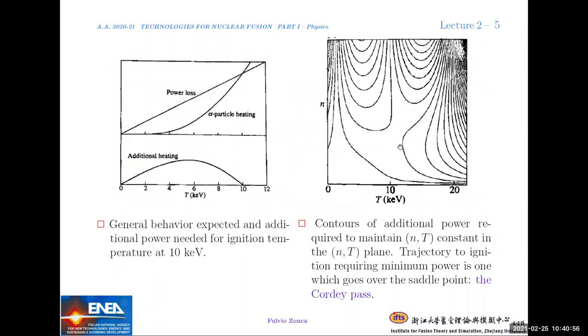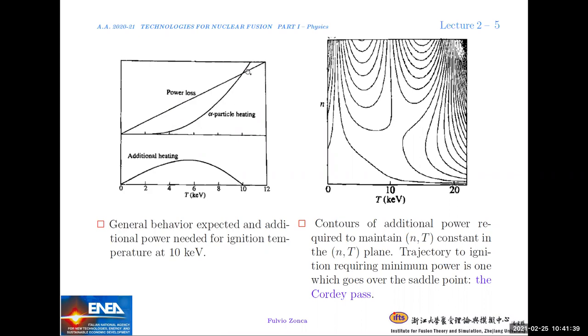So let's try to understand a little more about what's going on. As we said yesterday, if we are at sufficiently low temperature, yesterday I was showing a much broader range of temperature, but for very low temperature, this curve tells what is the power produced by the alpha particle heating. This curve, which looks almost like a straight line at low temperature, is the power loss because of Bremsstrahlung, or power loss in general, but dominated by the Bremsstrahlung. So this point over here is the point over which the alpha particle heating takes over the power loss.